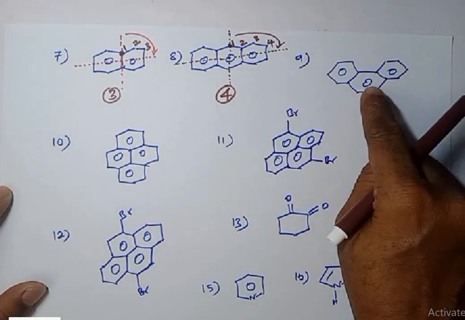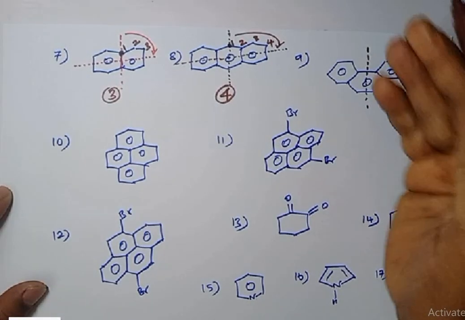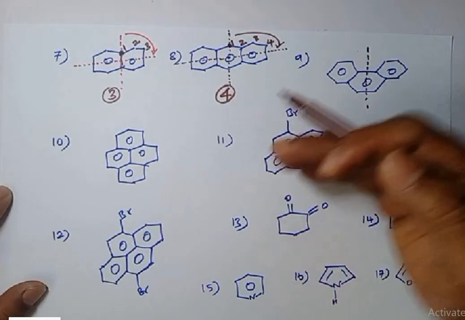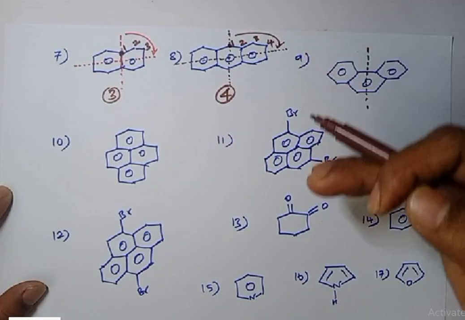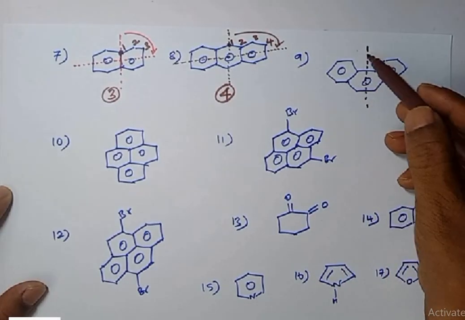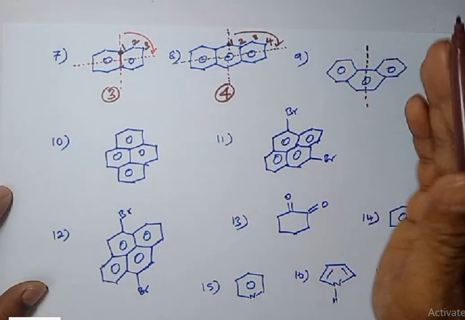Whereas in phenanthrene, see, I have a plane here. If I keep a plane here, yes, I can divide the molecule into 2 halves. But I don't have a plane here, because if I keep a plane here, this part is here, but on the other side I don't have the similar part. So this molecule has only one plane.